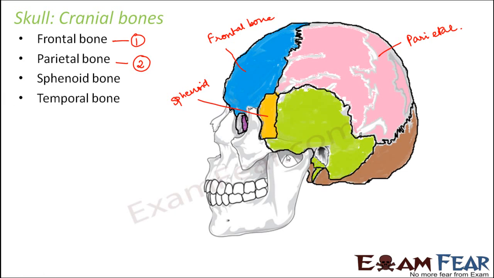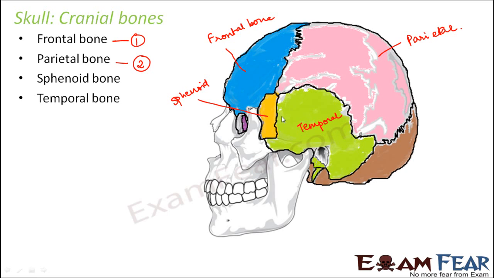Next one is the temporal bone. It is again located at the sides of the skull. Here you can see it in green color. So this is the temporal bone. This also is on this side and there is another one on the other side.